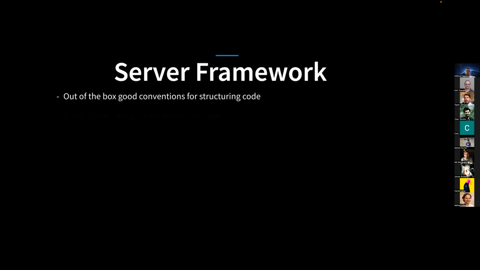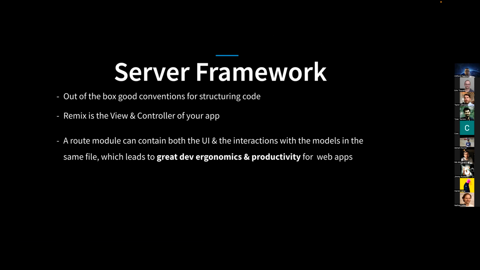Out of the box, it has good conventions for structuring code. Remix acts as a view and controller for your app. We'll get to see a visual of that very soon. A route module contains both the UI and the interactions with the model, model meaning the data that's coming back from your database. And you have it all in one file, which in my experience leads to great productivity and developer ergonomics. It's very easy to work with this framework, and I haven't experienced anything like it since I started developing.